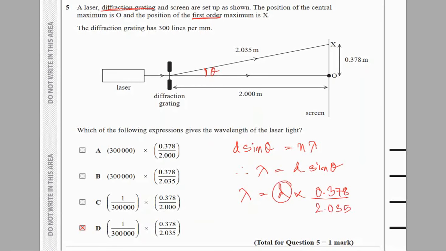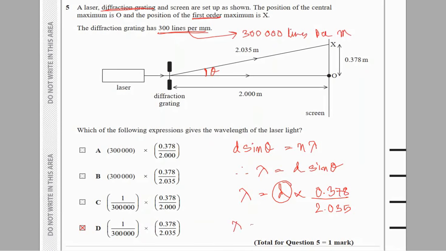Now all we're left with is d. What is this d, everybody? D is 1 by lines per millimeter, but if lambda has to be found out in meter, d has to be in meter, therefore we have to consider lines per meter. So 300 lines per millimeter is the same as 300,000 lines per meter. So d is 1 by 300,000 lines per meter.